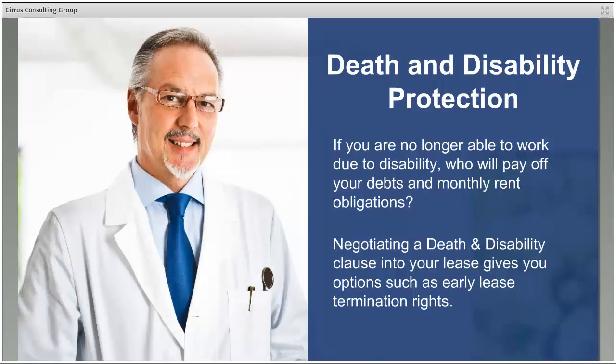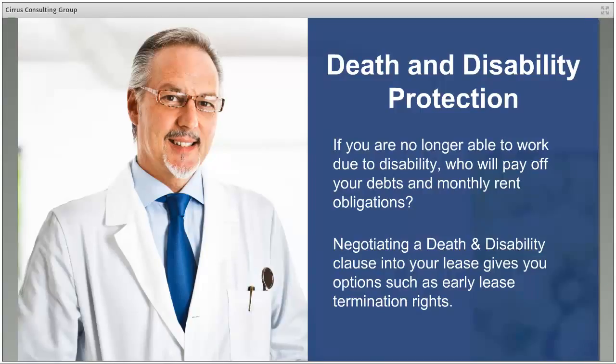The death and disability provision. It's basically a free life and disability insurance policy that we bake into all of our clients' lease agreements. What the death and disability provision allows for is, God forbid, something were to happen to any one of you and you were unable to continue practicing wet finger dentistry, you would have the right to terminate the lease or sell the practice. And God forbid you were to pass away, your estate would have that same right to terminate the lease or sell the practice.